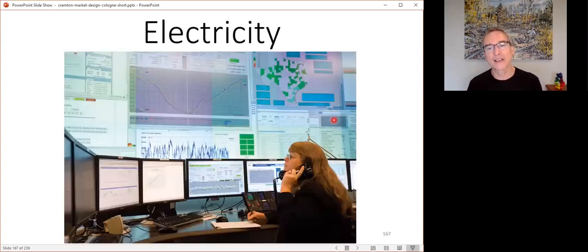Okay, so this is a system operator sitting in the control room, and it's using a lot of information and a lot of computer power. So this is Texas. Texas has 3,400 servers to do all their computation. So it's massively intensive in terms of computation. It's an extremely smart market.